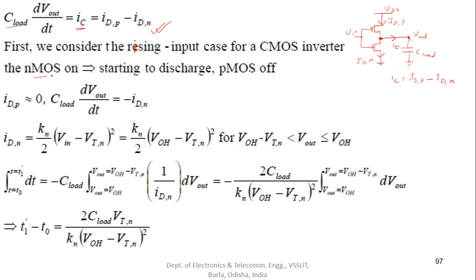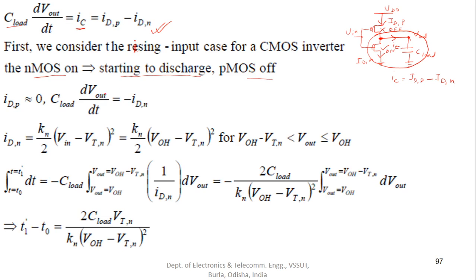So that will make NMOS on, and the load capacitance will start to discharge. Under this condition PMOS is off. So basically this is not working and this is on, this is off, and this is on. So only this part of the circuit is in action now, the lower part, the pull down network.